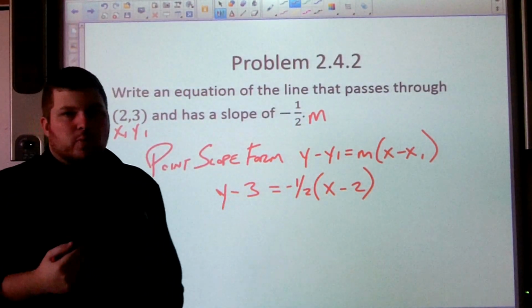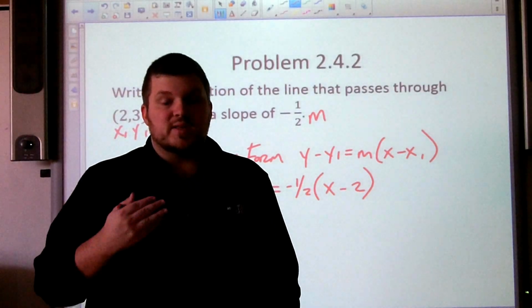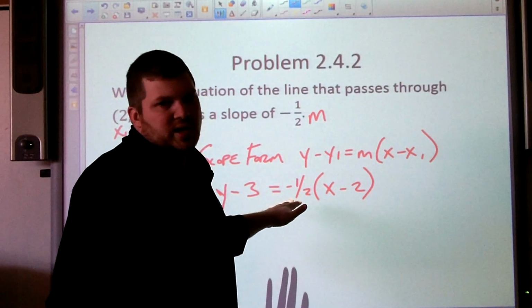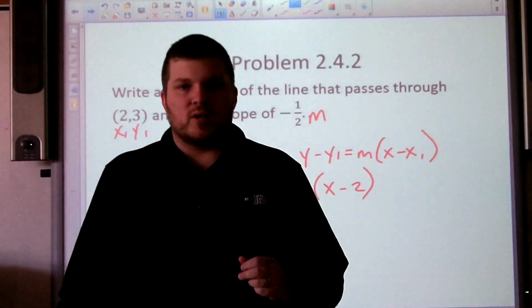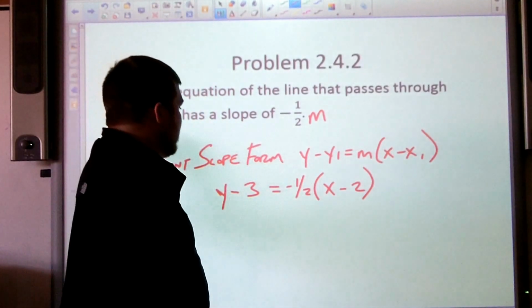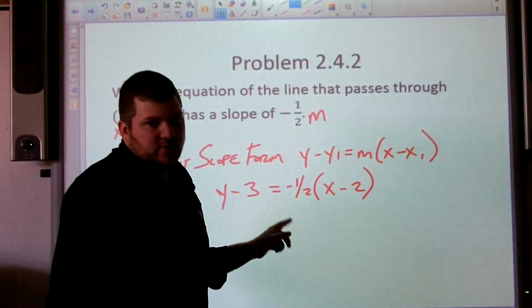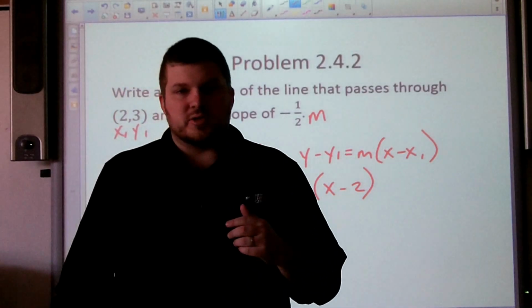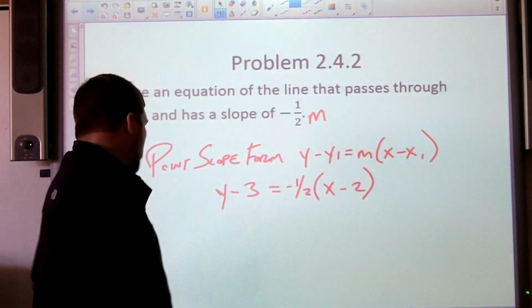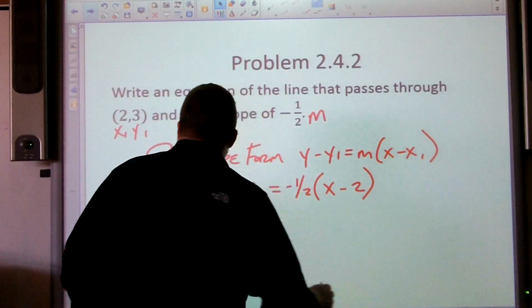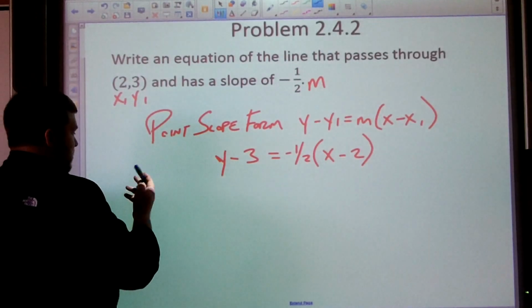Well, that's the equation in point-slope form, but like we've already discussed, that equation is not unique. It depends on what point is given to us. So if we were given a different point, this equation would be different. We want a unique solution, so we're going to try to get it in slope-intercept form. To do that, we need to get y by itself.